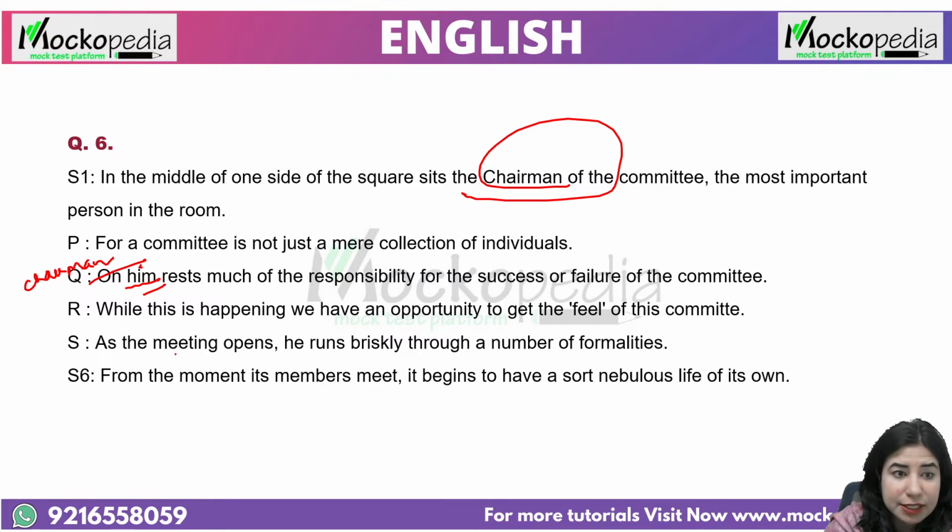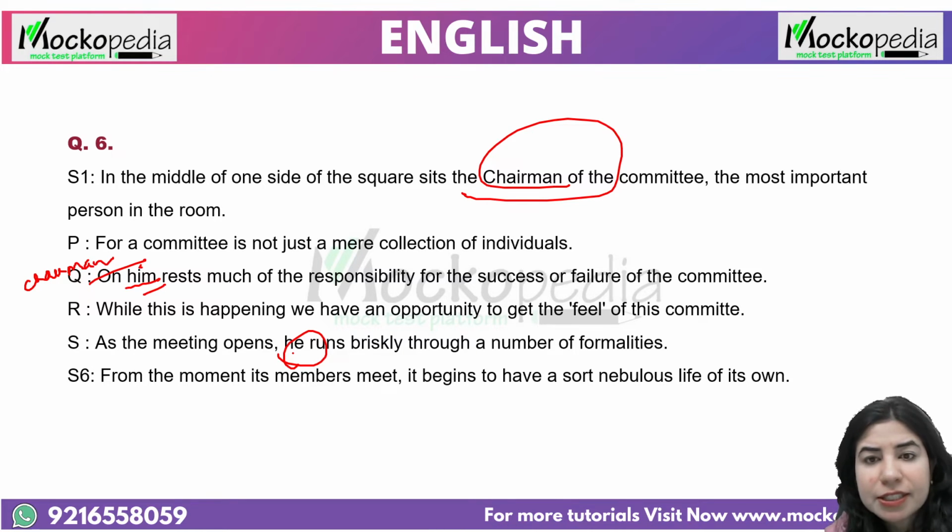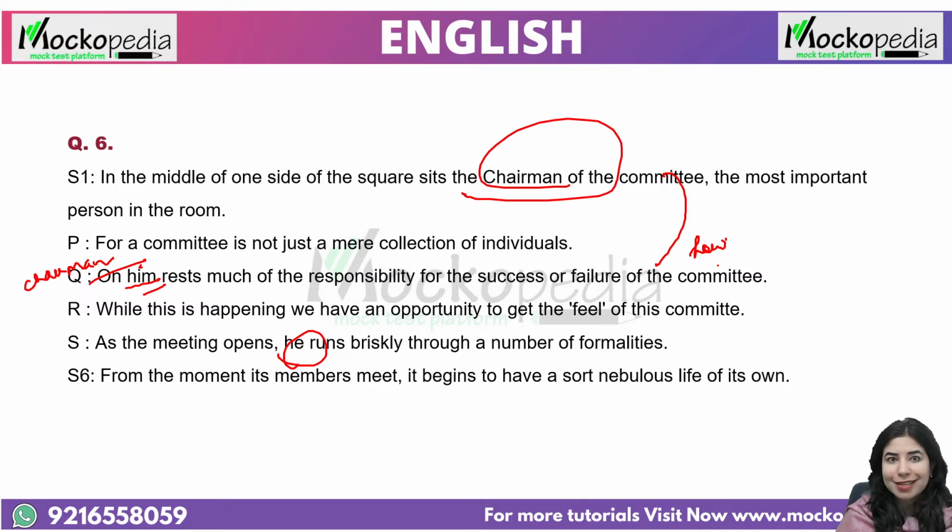So let's see the S statement. As the meeting opens, he runs briskly through a number of formalities. So again, we are saying he. That clearly suggests that when S1 is beginning the statement and chairman is the noun, he is the replacer for chairman. I hope you are able to absorb this particular information. Now, what do we do with Q and S? We place it after S1, right? So this says he's the most important person, and how he's the most important person, this statement Q is explaining. So I hope you get this clarity. This is very quick to comprehend that between Q and S, which statement should be placed first, right?